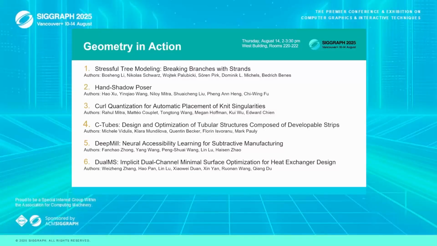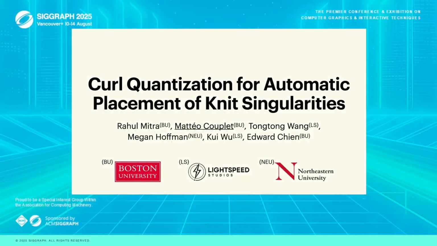And we are moving ahead to the next poster. That's Curl Quantization for Automatic Placement of Knit Singularities. The authors are Rahul Mitra, Matteo Couplé, Tongtong Wang, Megan Hofmann, Kui Wu, and Edward Chien, and the paper will be presented by Matteo. Thank you for the introduction. This is joint work with Boston University, Lightspeed Studios, and Northeastern University. Sadly, first author Rahul could not travel to Vancouver, so I'll be presenting in his stead.